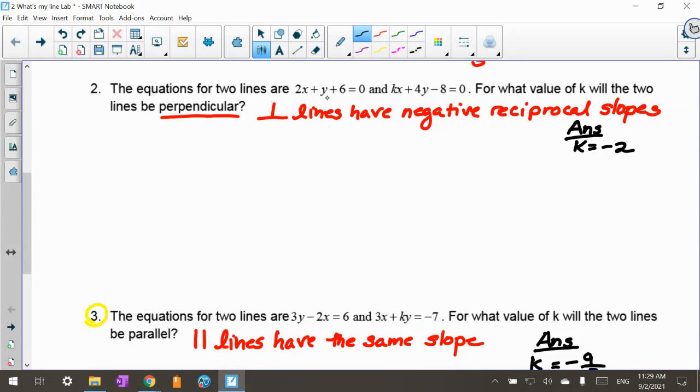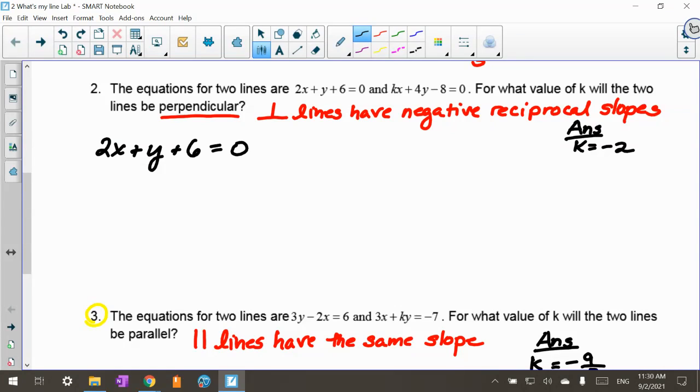The k is in this one. So basically, I'm going to solve for y, get it into y equals b plus mx form, and then maybe I can figure out where to go from there. So I'm going to take this first one. I have 2x plus y plus 6 equals 0.